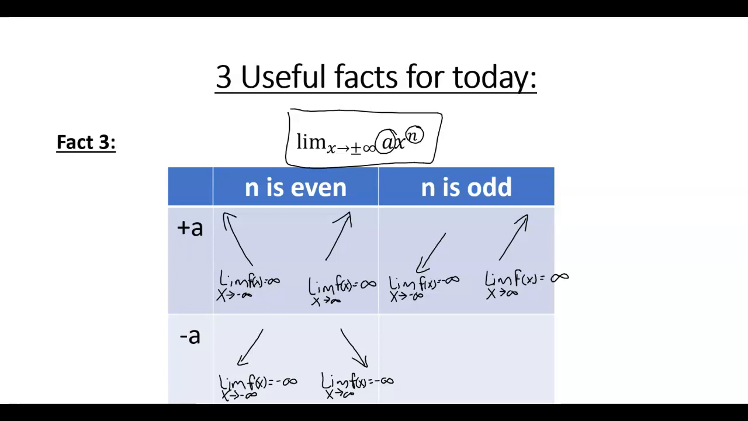And then finally, in this last box, we had up on the left, down on the right. And so for this one, on the right side of my graph, it goes down, negative infinity, since it's down. And then on the left side of my graph, it would go up. Okay?